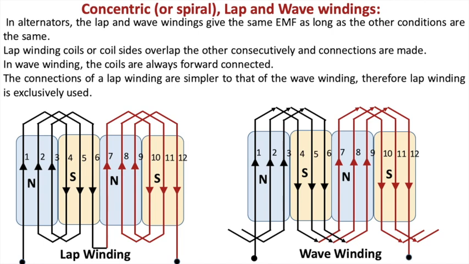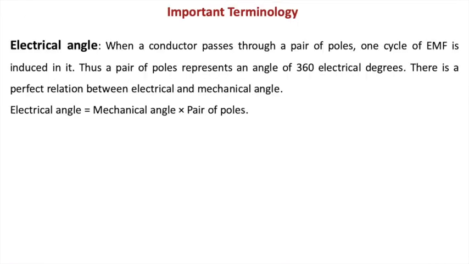So the wave winding just looks like a wave because it progresses and it doesn't come back. So it looks like a wave shape, hence the name wave winding. While in the lap winding, it is just overlapping each other, hence the name lap. Now, the important terminologies we use for the armature windings.